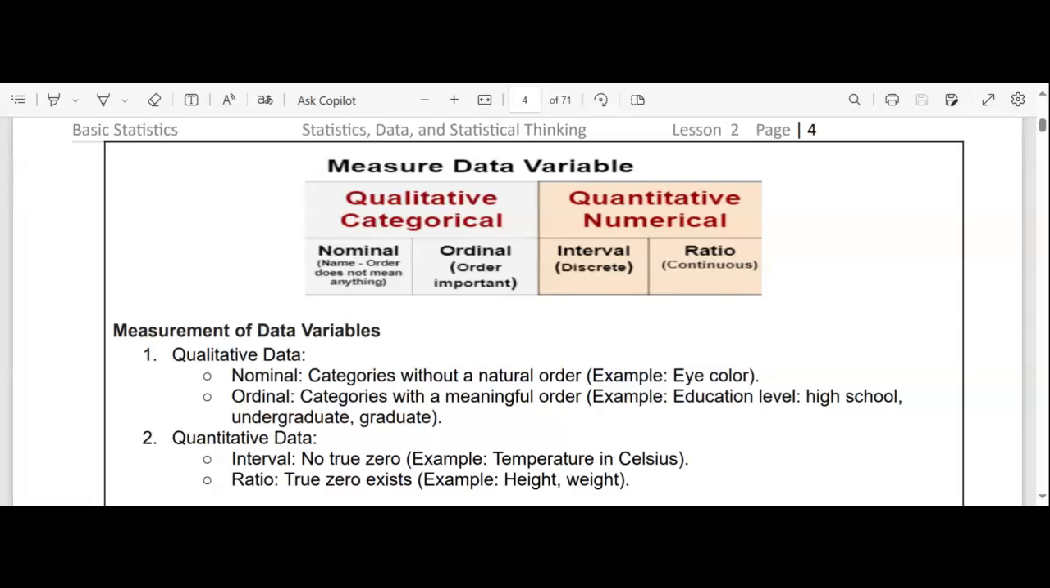Okay, the second type in qualitative is called ordinal. What is ordinal? Categories, meaning names, right, with meaningful order. For example, if I'm offering a job, we can say, what is your education level? You can say high school, undergraduate, or graduate. Is the order here important? Yes, because if you have graduate, you just choose the highest one. If you have undergraduate, the second one. If you have high school, you just put high school.